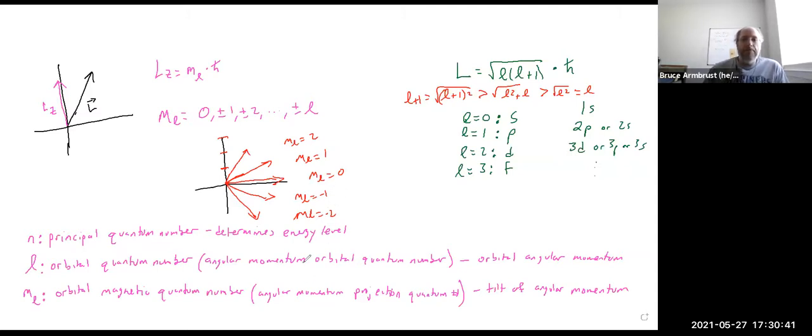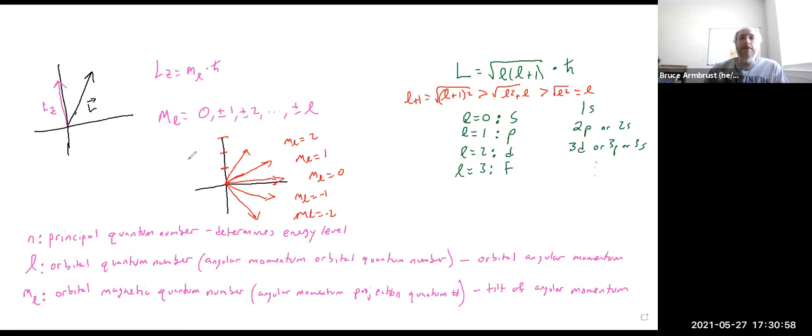All right, so this quantum number deals with tilt, with phi. L deals with going around in a circle, the theta. And n is how far away we are, so our r.